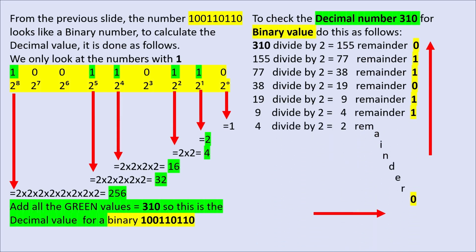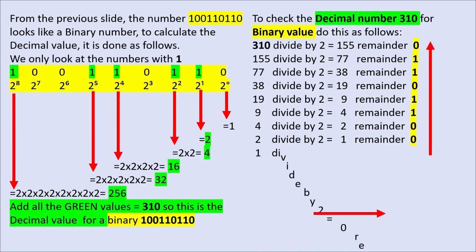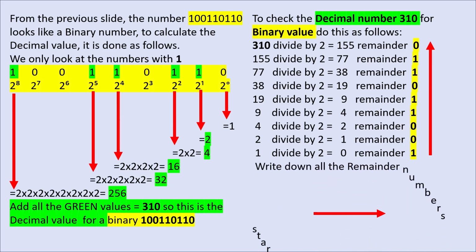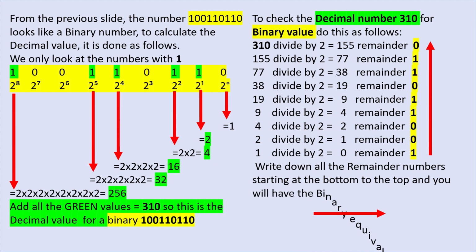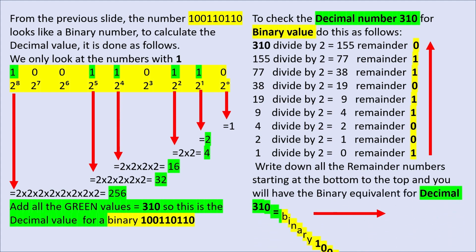4 divided by 2 equals 2, remainder 0. 2 divided by 2 equals 1, remainder 0. 1 divided by 2 equals 0, remainder 1. Write down all the remainder numbers starting at the bottom to the top, and you will have the binary equivalent for decimal 310. Binary equals 100110110.